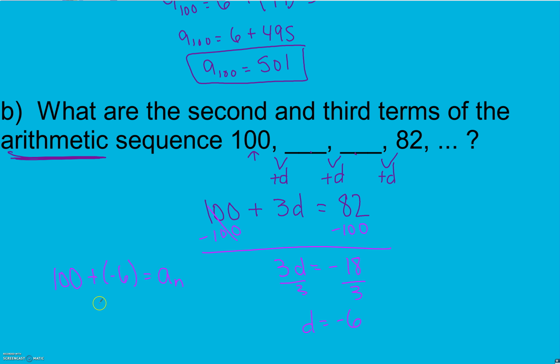So 100 plus negative 6 is 94. It's our second term. We're going to take our term, we're going to add our common difference, and we're going to get 88. That's our third term. And then just to check, I'm going to take 88 plus negative 6, my common difference, and that gets me to 82. So my answer seems right. 100, 94, 88, 82. Again, we found that by taking our common difference, and we can use our recursive formula. First term plus our common difference gives us our second term. Second term plus our common difference gives us our third term. Third term plus our common difference gives us our fourth term.